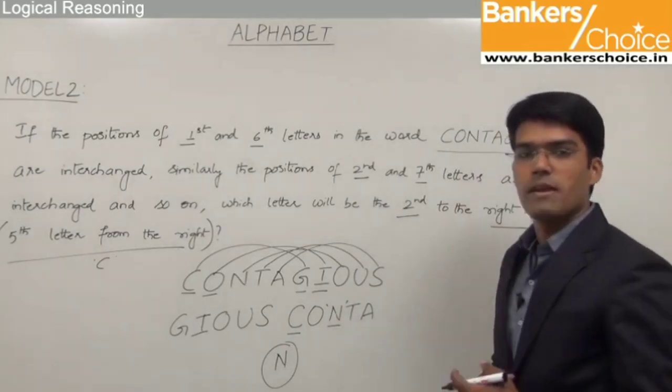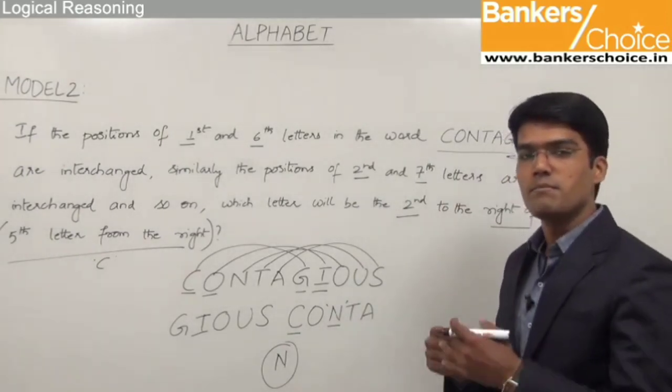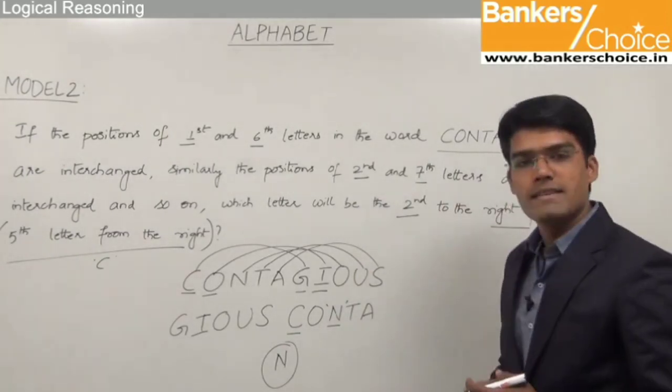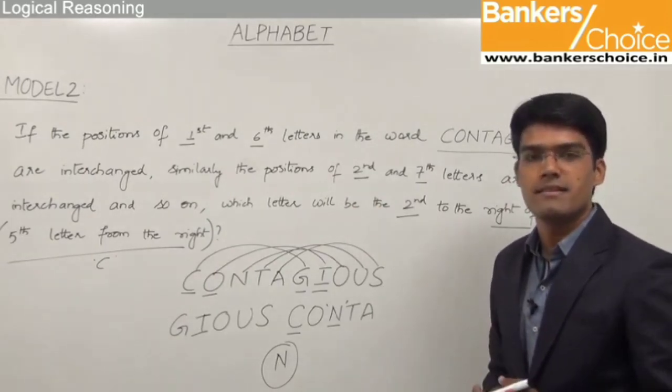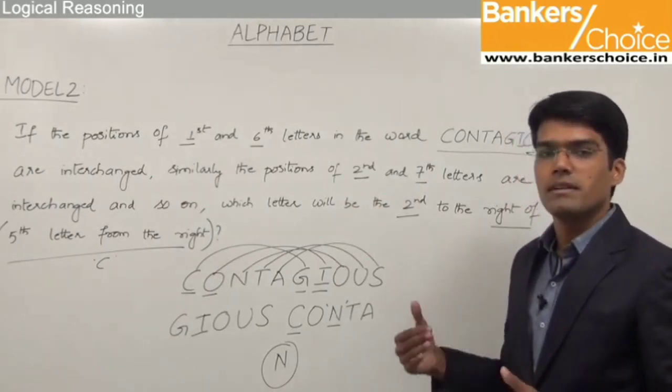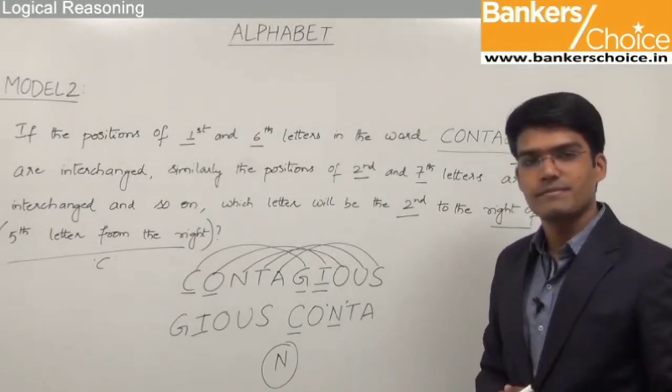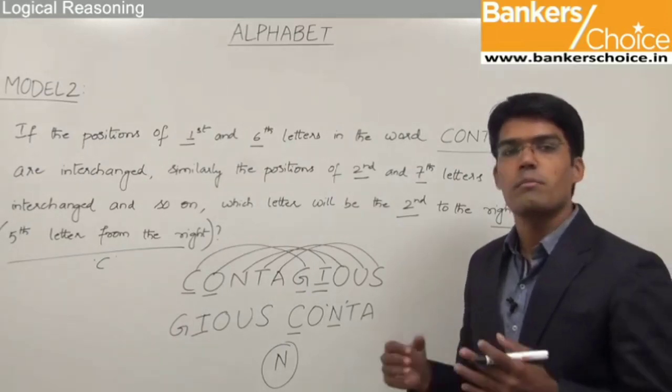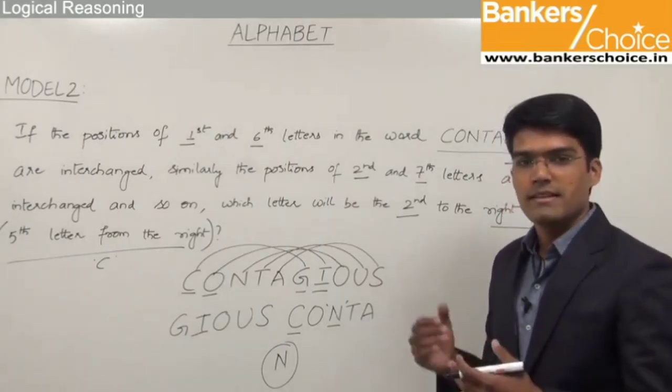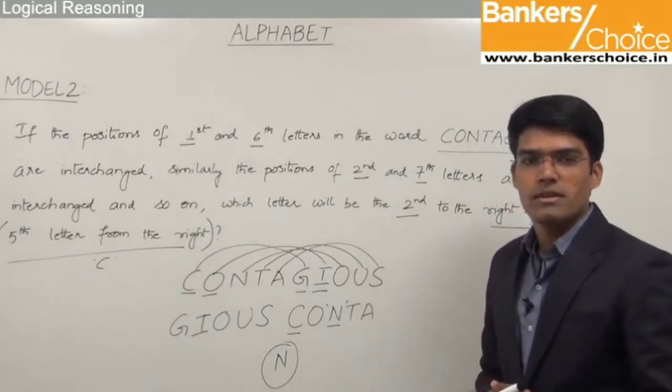So friends, this is a very simple question from alphabet where we simply need to follow the pattern as given in the question for interchanging the letters and then find out the particular letter as given in the question. And this question here is not based on the vocabulary, as it can be simply solved by doing whatever is given in the question.